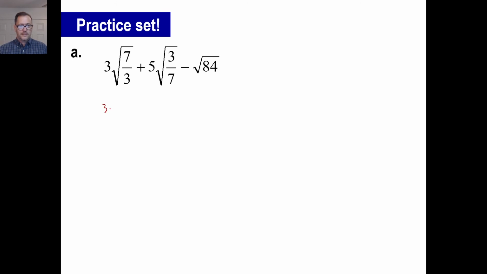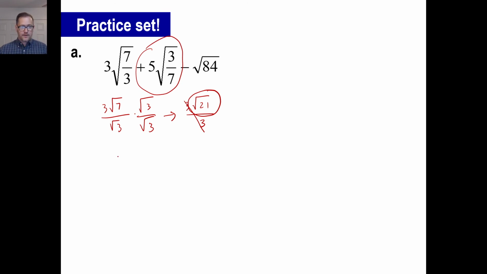We have 3, and then we have square root of 7 over square root of 3, and then we rationalize that. And that gives us 3 root 21 over 3. Wow, that knocks that out nicely. Okay, so we have just the square root of 21 for that one. Okay, the second one, we have 5 square root of 3 over square root of 7. Of course, rationalize the denominator. And we have 5 square root of 21 over 7. All right, that's our second one.